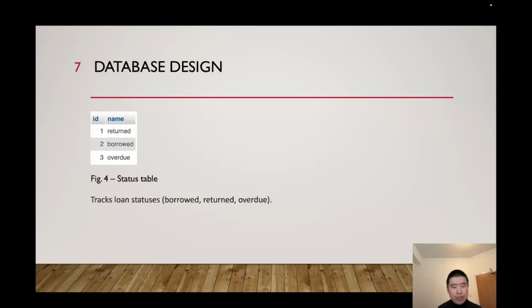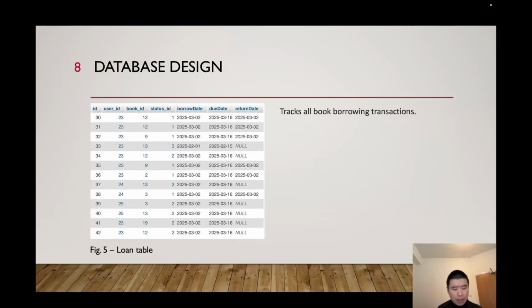Status table tracks loan status, borrow, return, and overdue. This helps in monitoring the state of each transaction. Loans table tracks all book borrowing transactions.